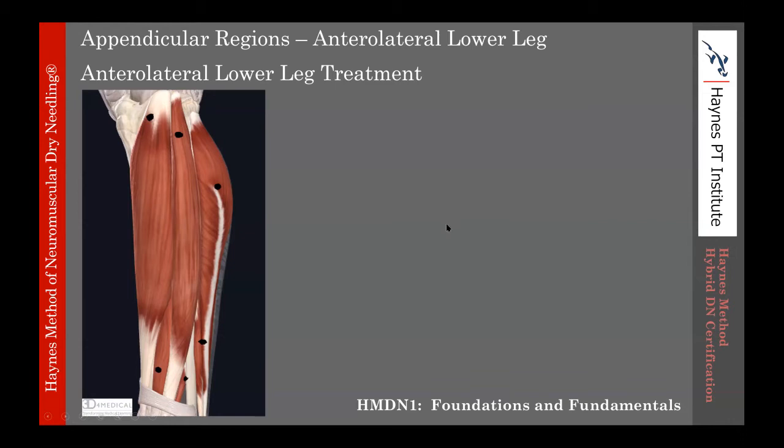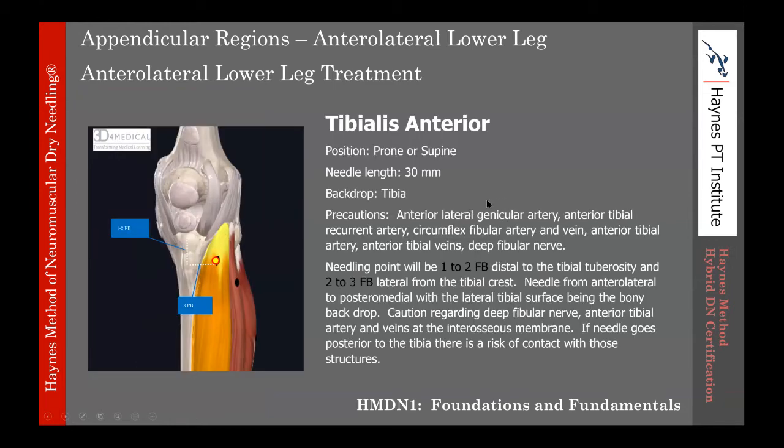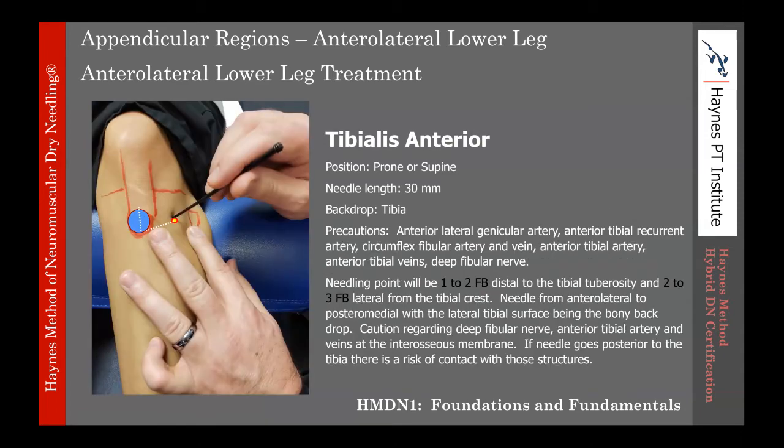Okay, so the anterolateral lower leg treatment. There are 6 different structures. We'll start with the tib anterior. Whether it's shin splints, drop foot, or just some other sort of pain, tib anterior is probably one of the more common ones to needle on the anterolateral aspect. So let's move straight into that. Here, the needling point is going to be 1 to 2 finger breadths distal to the tibial tuberosity, and then 2 to 3 finger breadths lateral from the tibial crest. We're going to just use that lateral tibial surface as the backdrop.